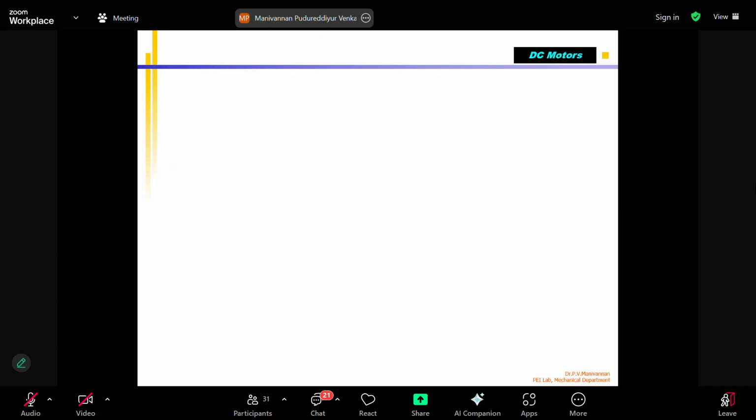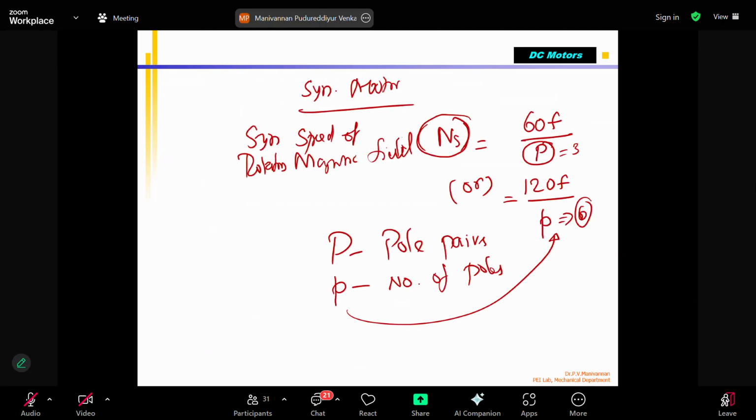Now, F is the supply frequency. In India, generally we say 50 hertz, so F equals 50.